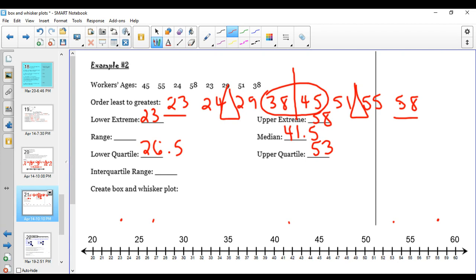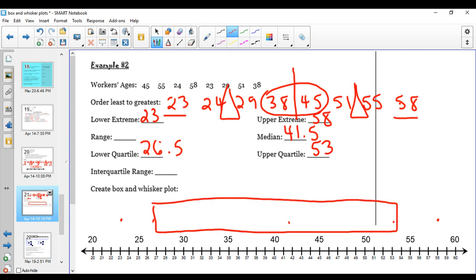Now we're going to put a box around the middle 3 points, going all the way from the lower extreme to the upper extreme. Draw a line at the median, and then extend my whiskers out to the extremes. Okay. Now, let's go back and answer the last 2 things that they asked for.